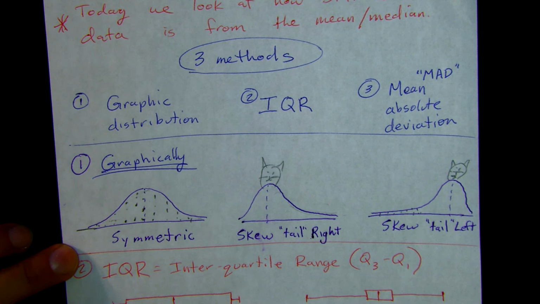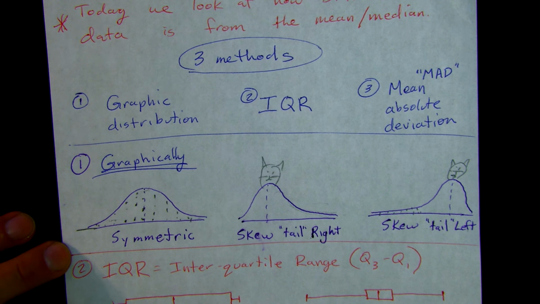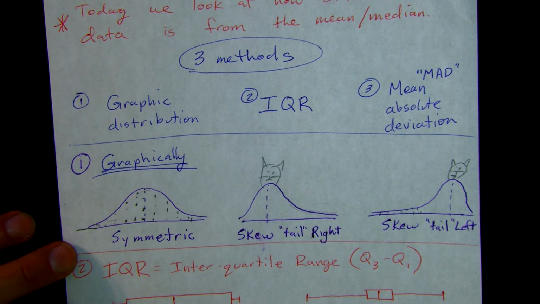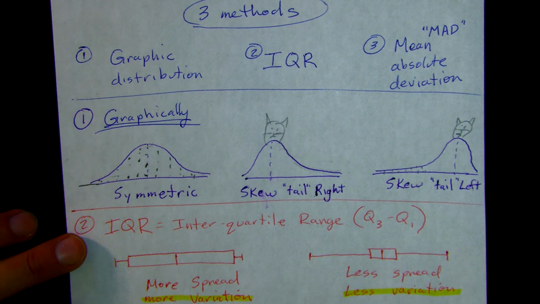So graphically is just a matter of how you label how it's spread. It's spread symmetrically, skewed tail right, or skewed tail left. It's a little counterintuitive, but you have to think about which way the tail is going. The tail is the key to help remember that. Graphically, that is more of observation.